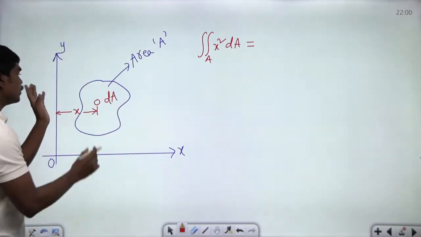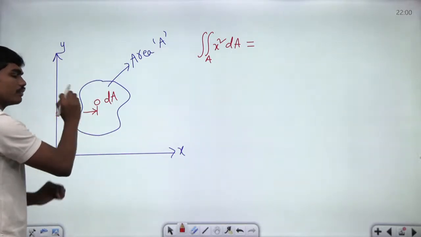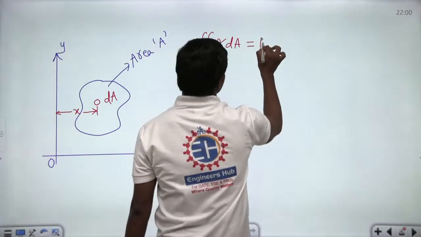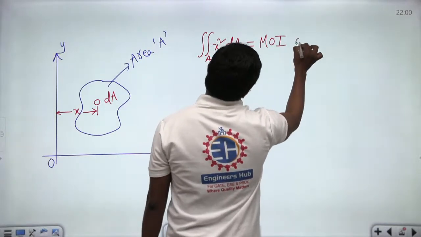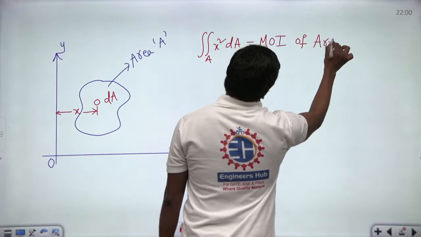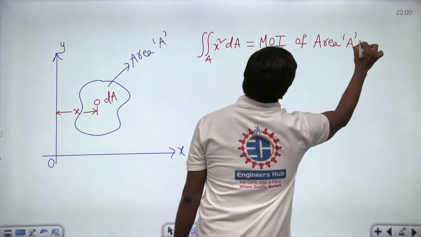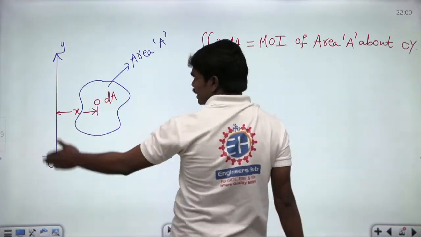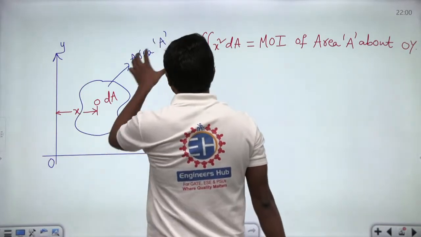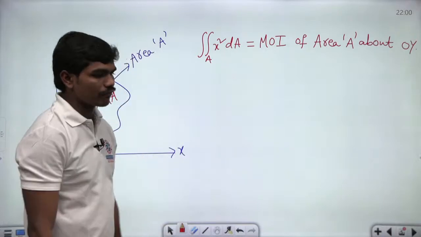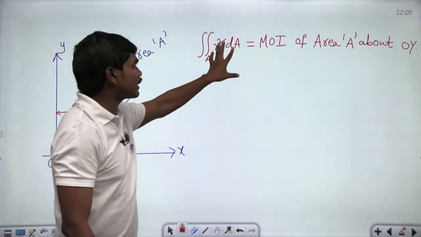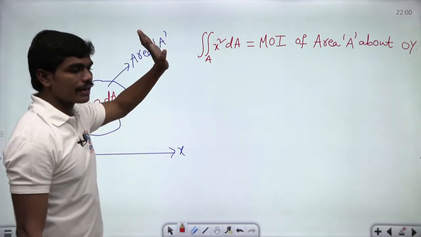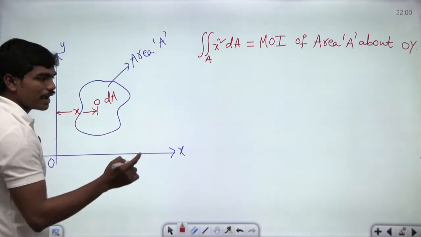About this, you are taking the moment of this area. So that's called moment of inertia, correct? So moment of inertia of area A about OY, because basically this OY is nothing but this y axis. So if you write double integral of x square dA, yes, moment of inertia. So double integral of x square dA is nothing but the moment of inertia of this area A about OY, correct? Now there is something called the parallel axis theorem.